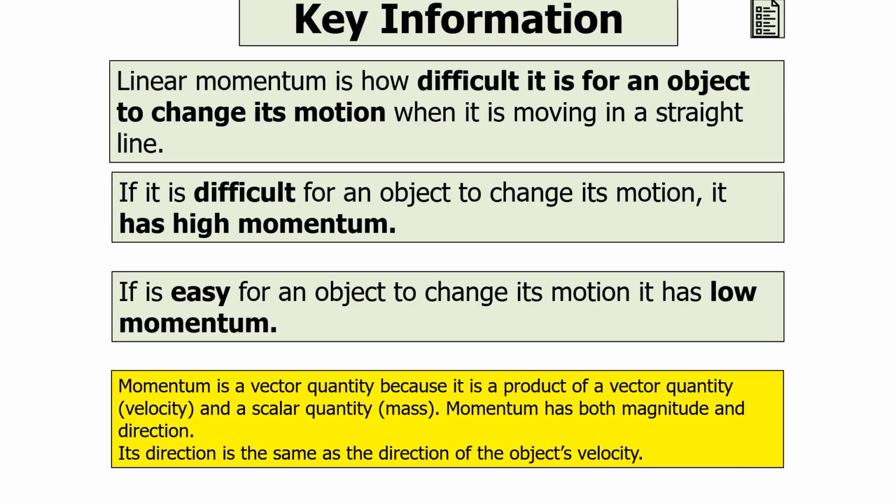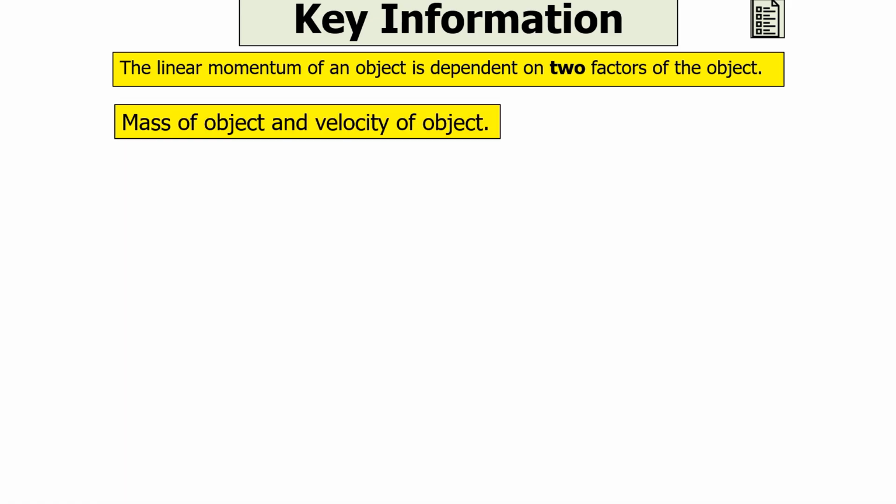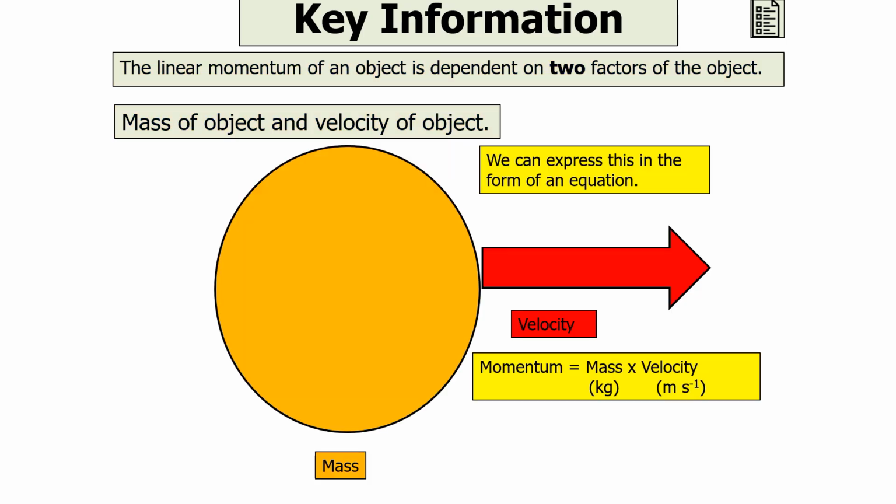Momentum is a vector quantity because it is the product of a vector quantity, velocity, and a scalar quantity, mass. So momentum has both magnitude and direction, and its direction is the same as the direction of an object's velocity. The linear momentum of an object is dependent on two factors, the mass of the object and the velocity of the object. We can express this in the form of an equation: momentum is equal to mass times velocity.